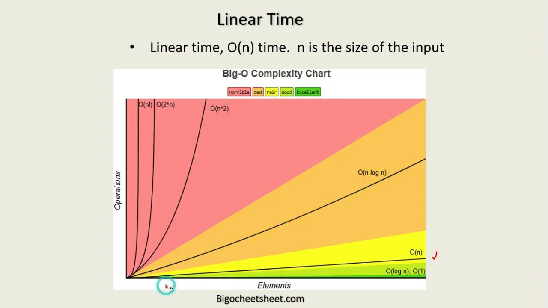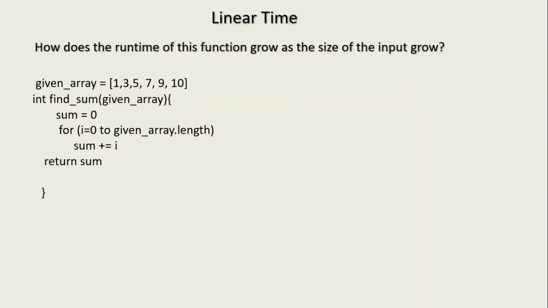For example, for the number of input 5, the number of input 10, the number of input 15, 20, and so on, the time it takes to run this is going to be here, and then the time it takes to run 10n will be here, the time it takes to run 15n will be here, and so on and so forth. So the time it takes to run the function increases linearly. Now let's see the example.